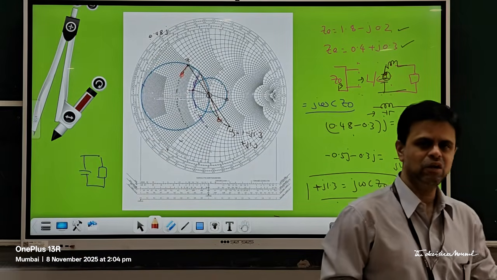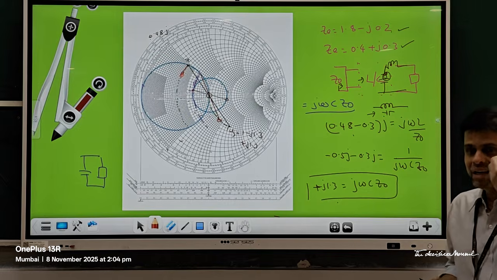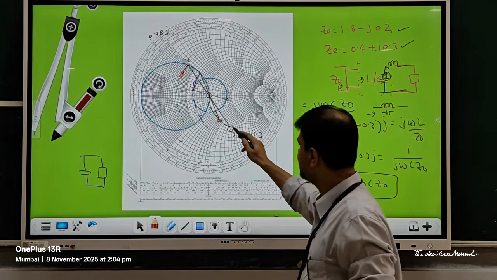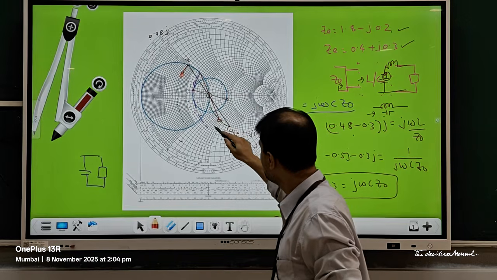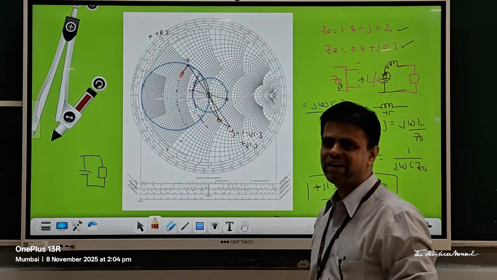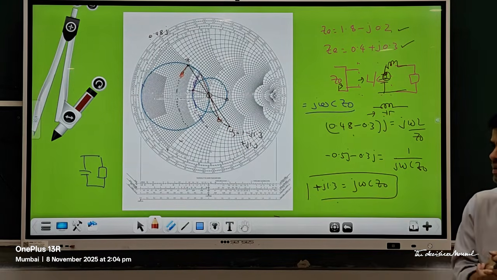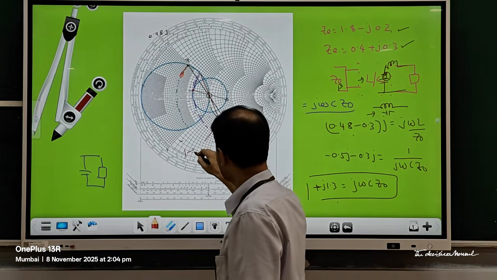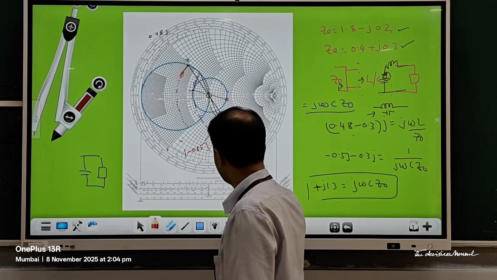Again, I am back on the impedance domain. So you read the value of impedance over there. Naturally, it will be 1 minus 0.85j. That value will be problem specific. So this point's impedance will be 1 minus 0.85j.